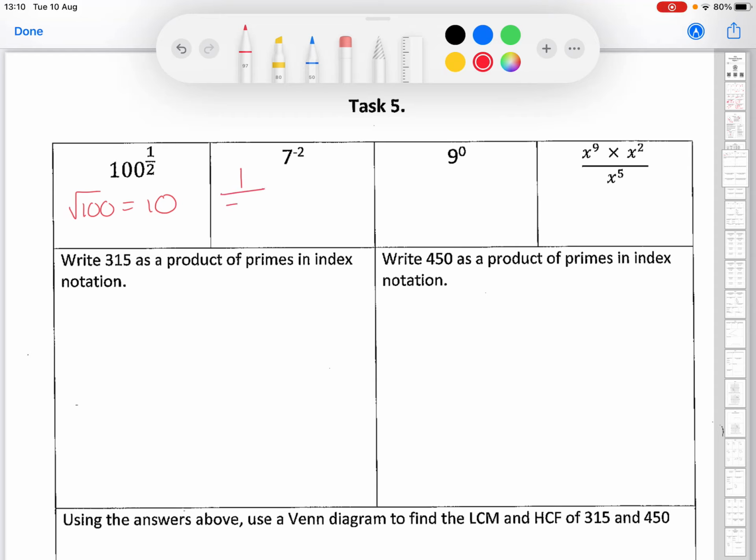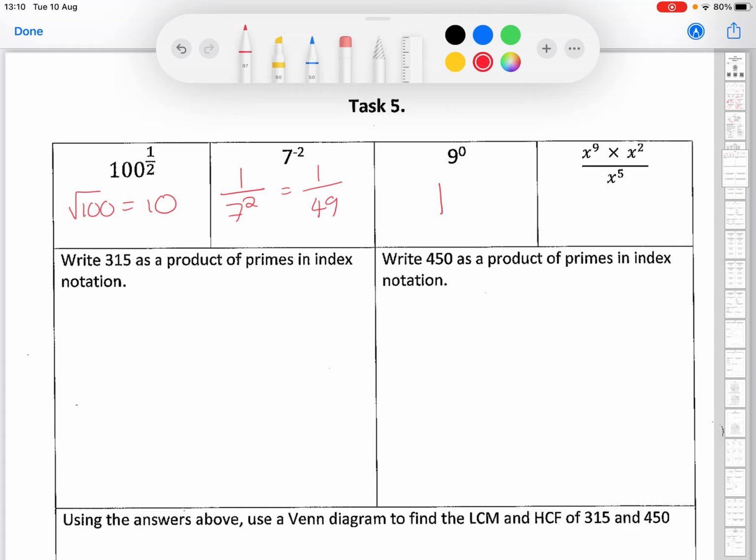We've got 7 to the power of minus 2. Anything to the minus power, you can flip it, so it's 1 over 7 to the power of 2. Don't forget to work that out: it is 1 over 7 squared, which is 1 over 49. Anything to the power of 0 is just 1.